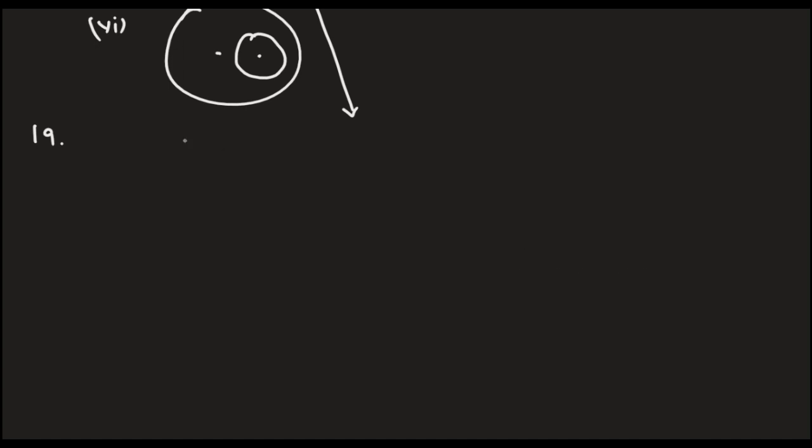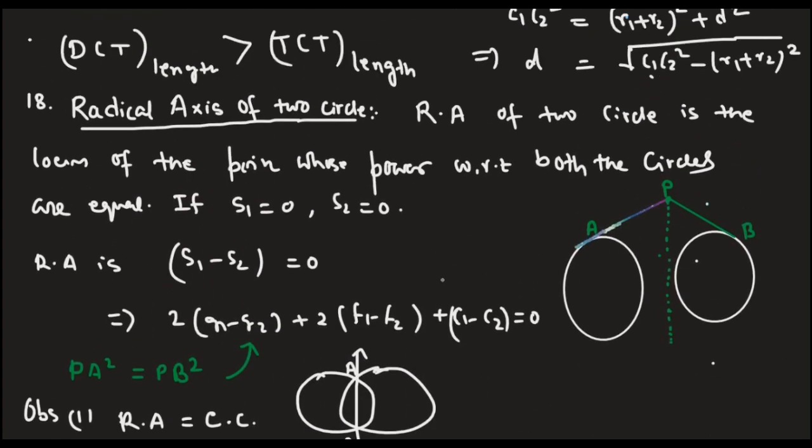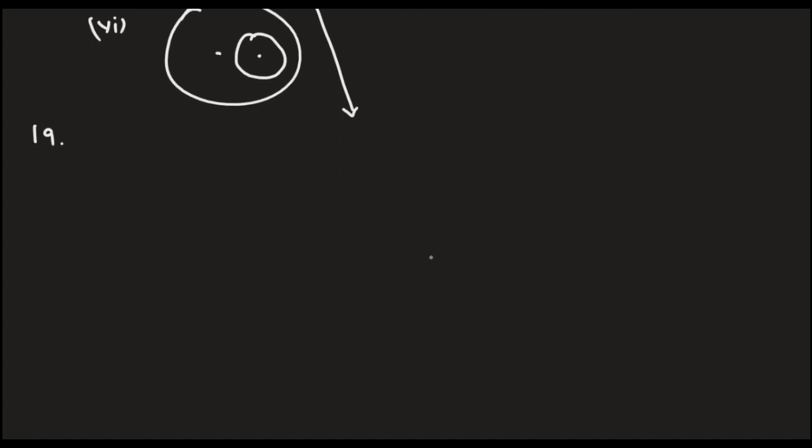Before describing the orthogonality, one important thing we can also discuss here regarding the radical axis. Similar to the radical axis, we have one thing that is known as the radical center. So what is the radical center? It is also important.